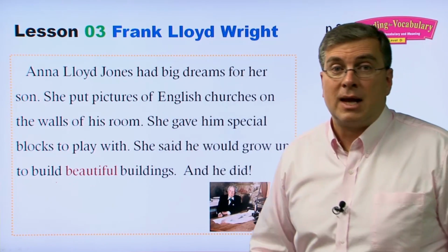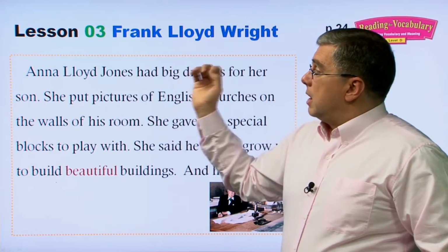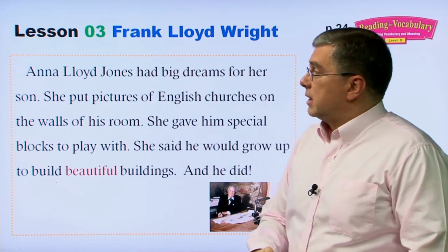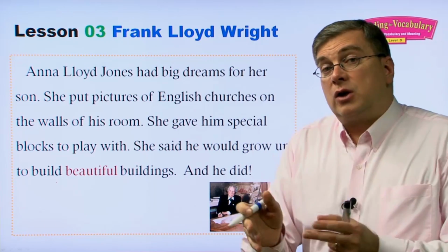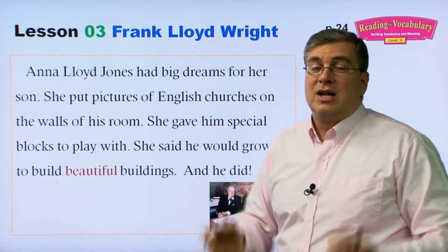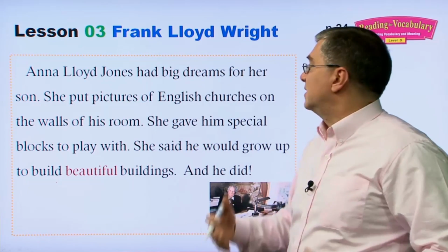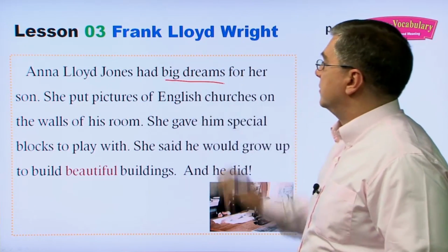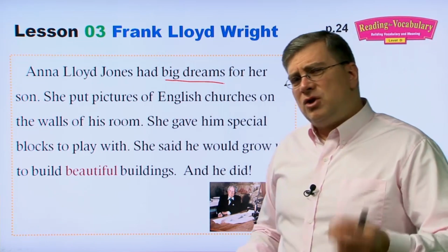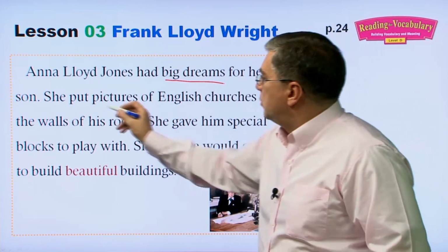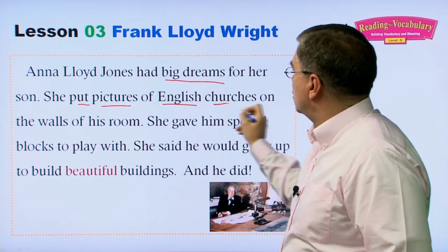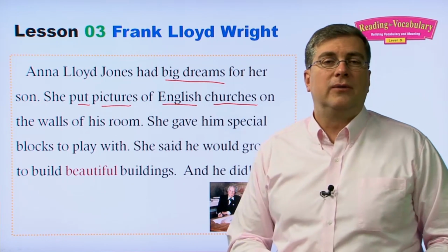influence, isn't it? Frank Lloyd Wright's mother, Anna Lloyd Jones, wanted to influence her son to become an architect. She had big dreams for her son. She wanted him to build fancy buildings. She had big dreams, big goals. So how did she influence her son? She put pictures of English churches on the walls of his room.